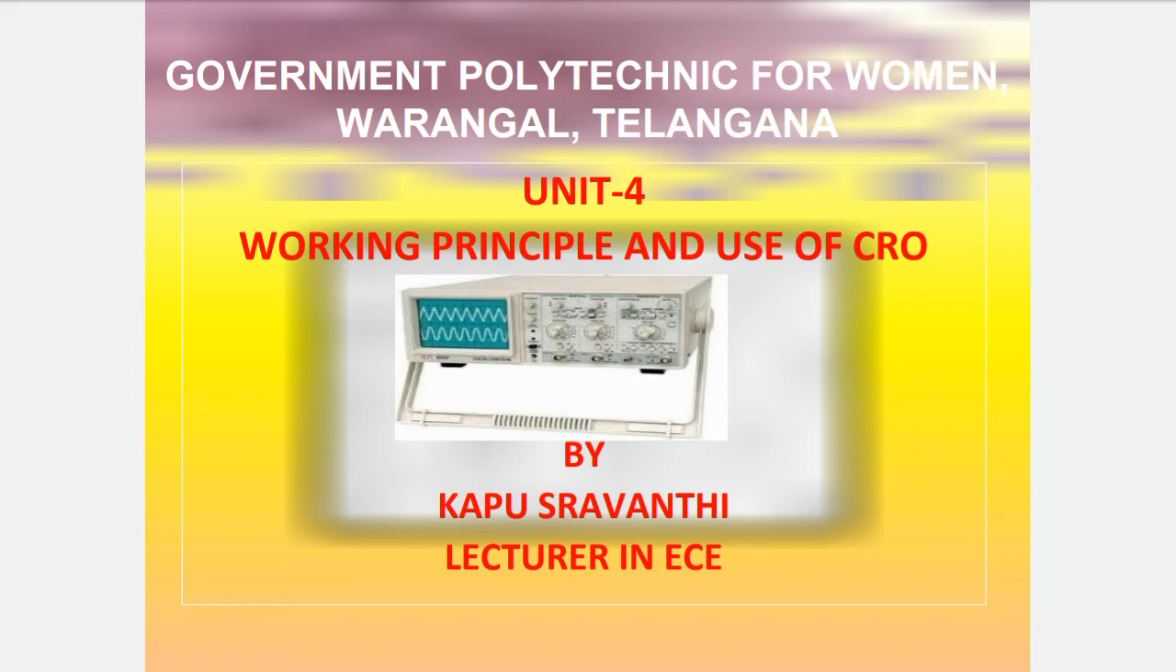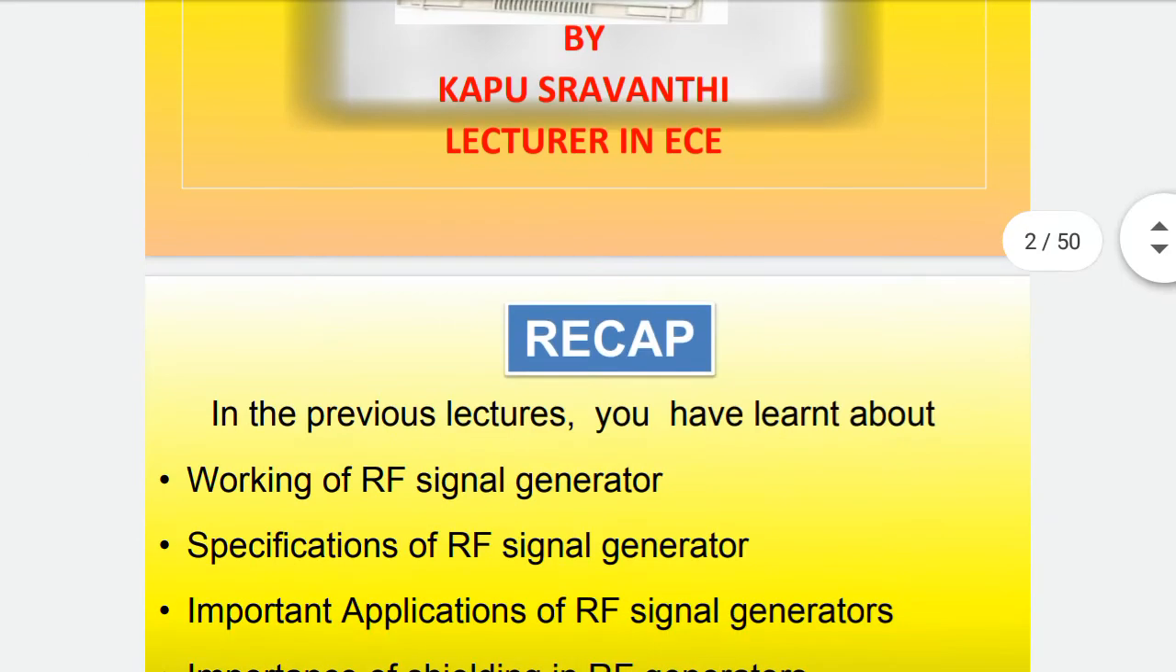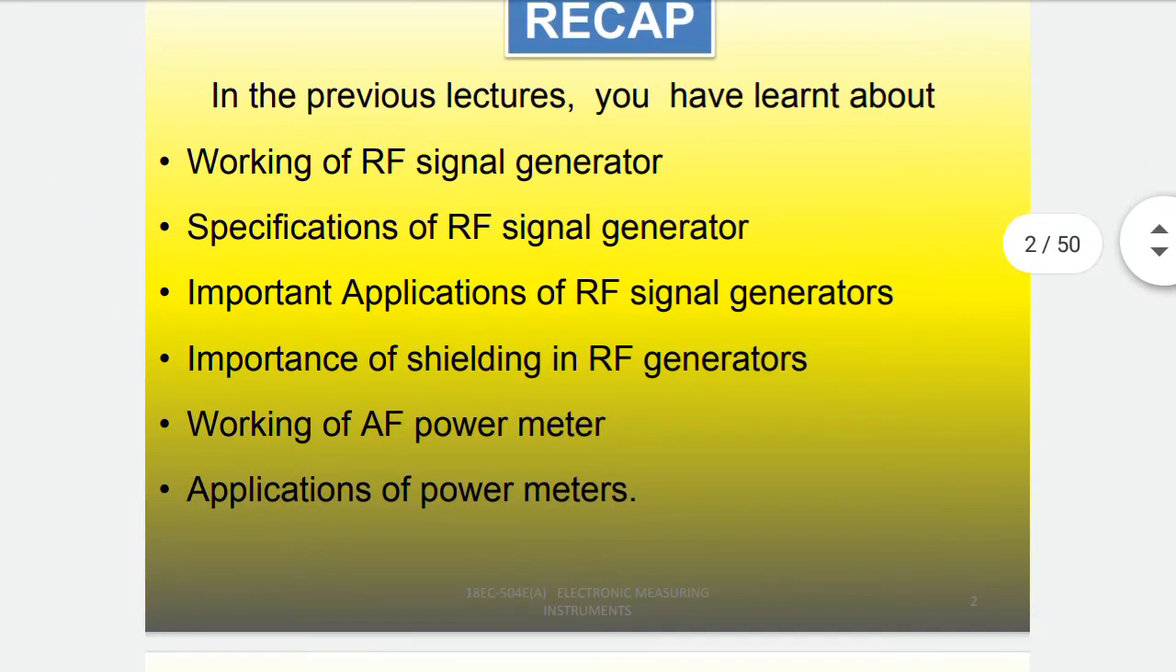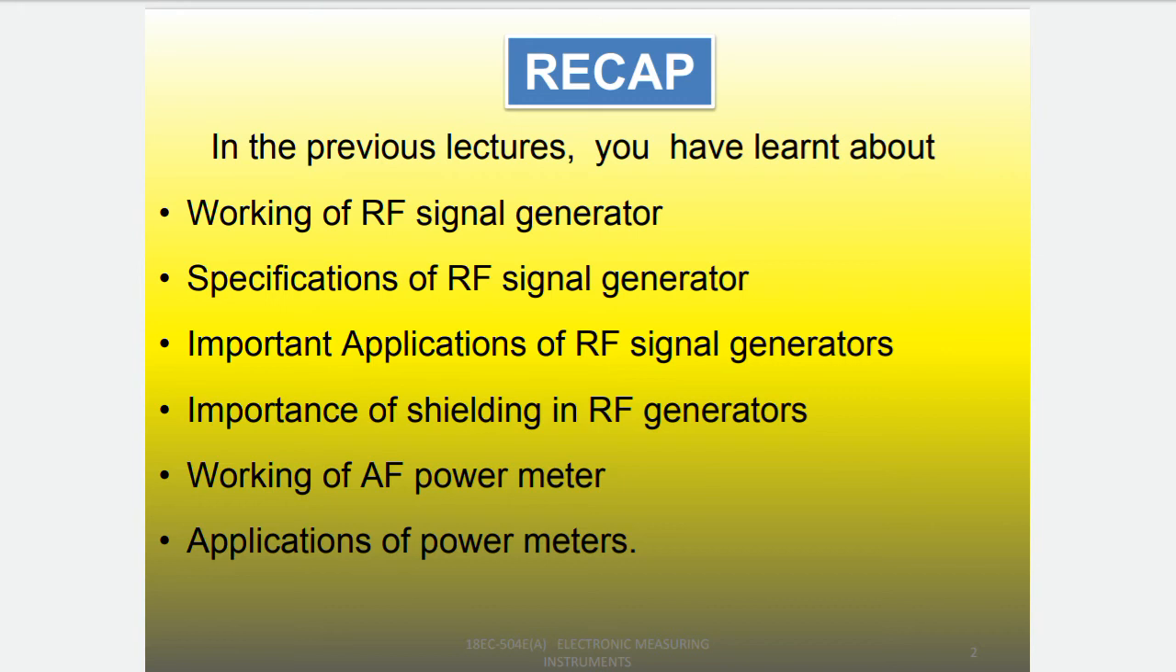Today, the topic of my presentation is Unit 4, that is Working Principle and Use of CRO. In the previous lectures, you have learnt about working of RF signal generator, specifications of RF signal generator, important applications of RF signal generators, importance of shielding in RF generators, working of audio frequency power meter, and applications of power meters.